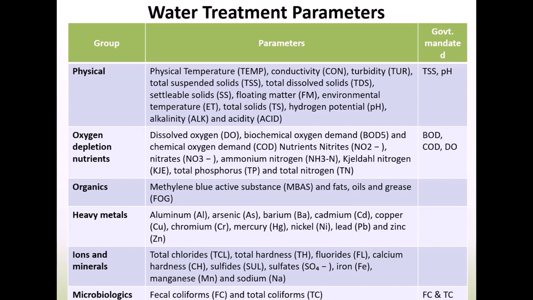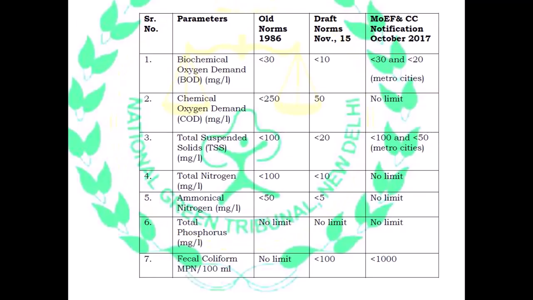Microbiologicals are present in human and animal waste in particular. So, fecal coliforms and total coliforms are water quality parameters which sewage treatment plants struggle to control and treat effectively. The norms for these water quality parameters are set up by the state pollution control boards or the central pollution control board here in India.